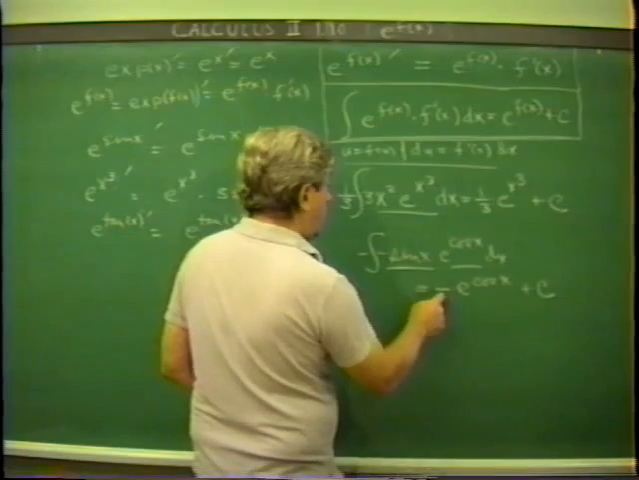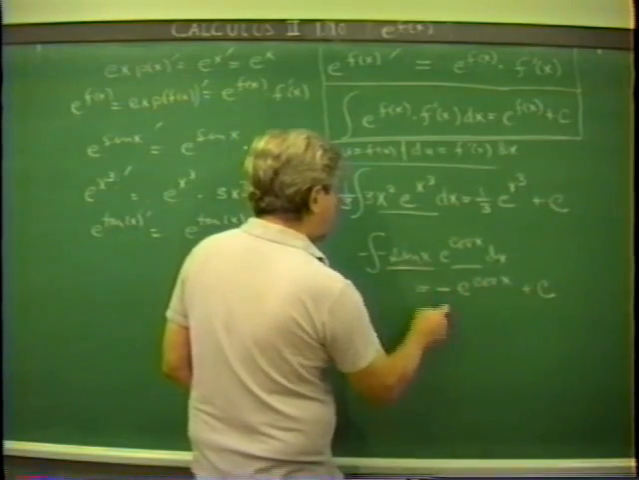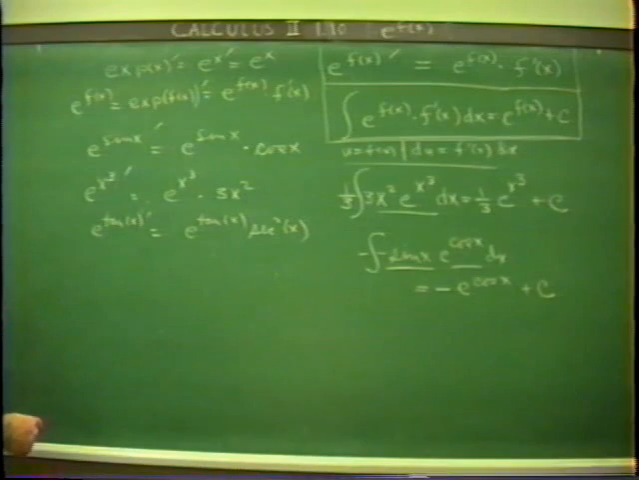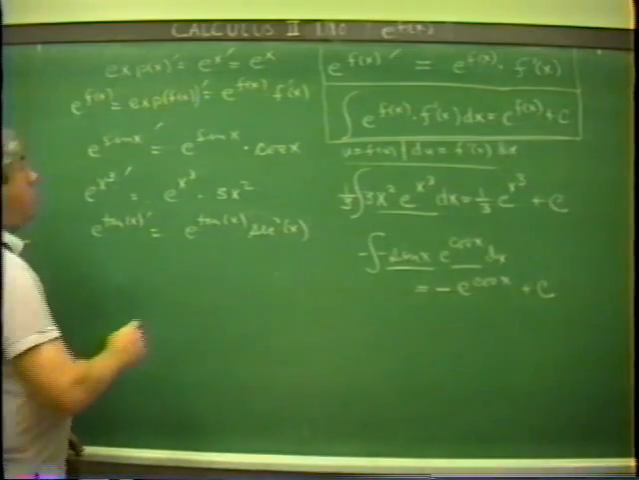And you can check that the derivative of e to the cosine x is e to the cosine x times the derivative of cosine x. All right, and the derivative of cosine x is minus sine x, and we've got the minus sign here to correct for it.